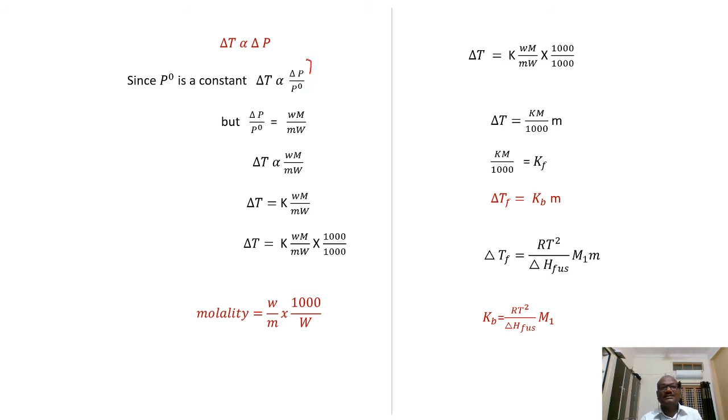So what is this ΔP by P naught? It is the relative lowering of vapor pressure. That means ΔTf is directly proportional to the relative lowering of vapor pressure. The earlier equation represents that the depression of freezing point is directly proportional to lowering of vapor pressure, whereas this equation represents that it is directly proportional to relative lowering of vapor pressure. From Raoult's law, we know the relative lowering of vapor pressure is equal to the mole fraction of solute.